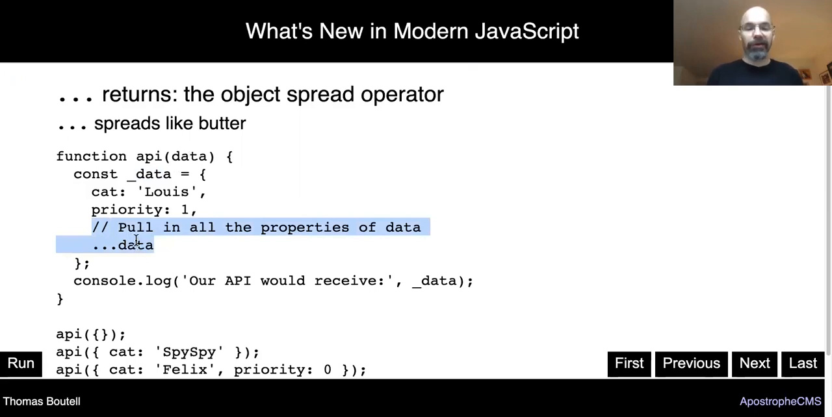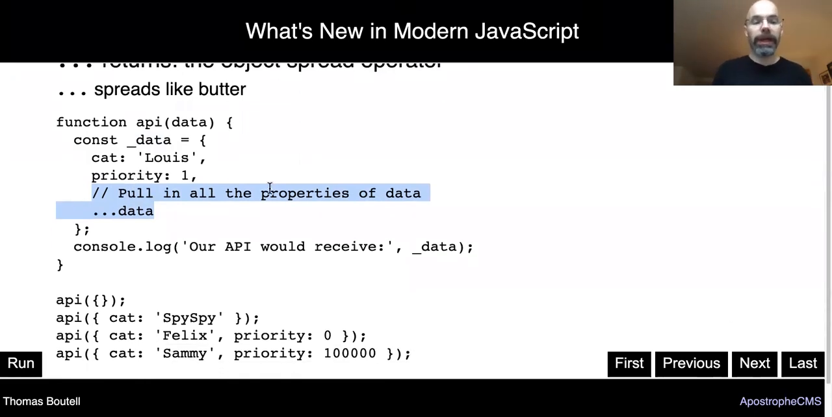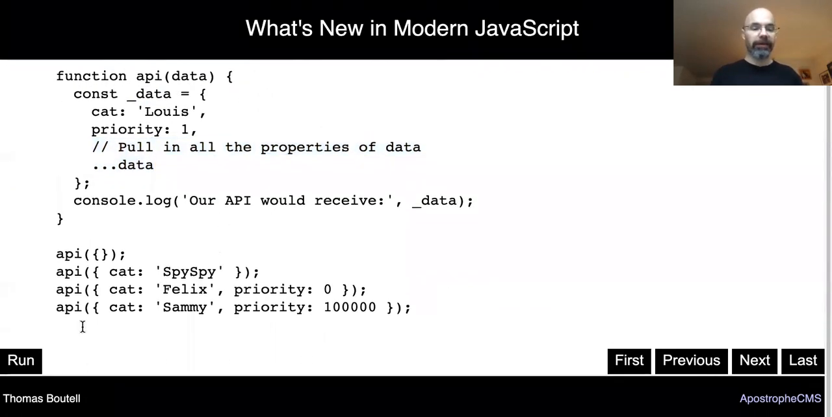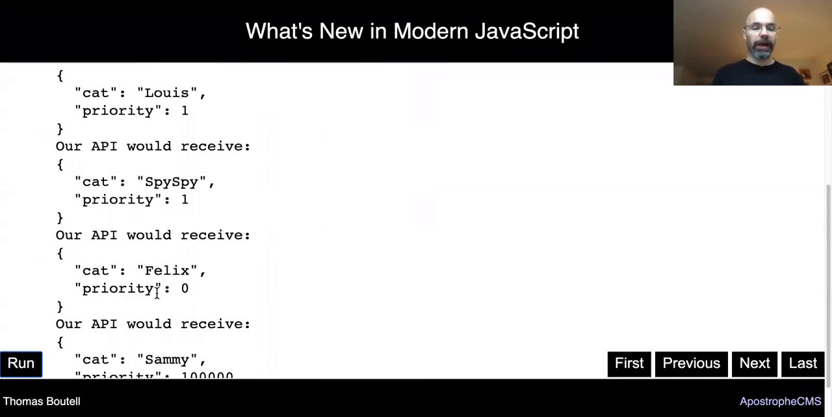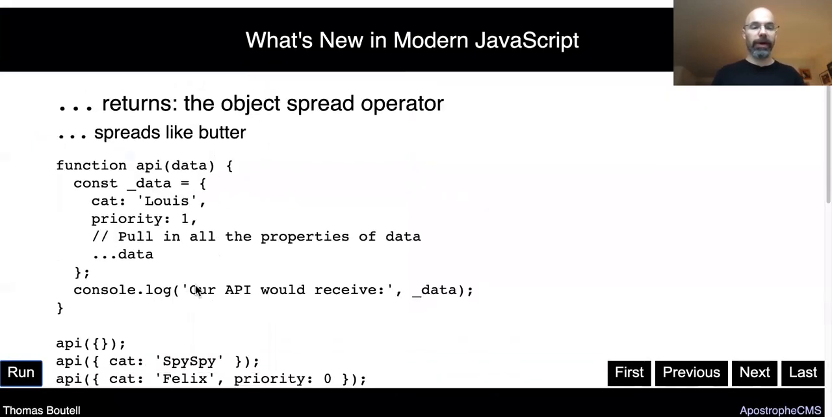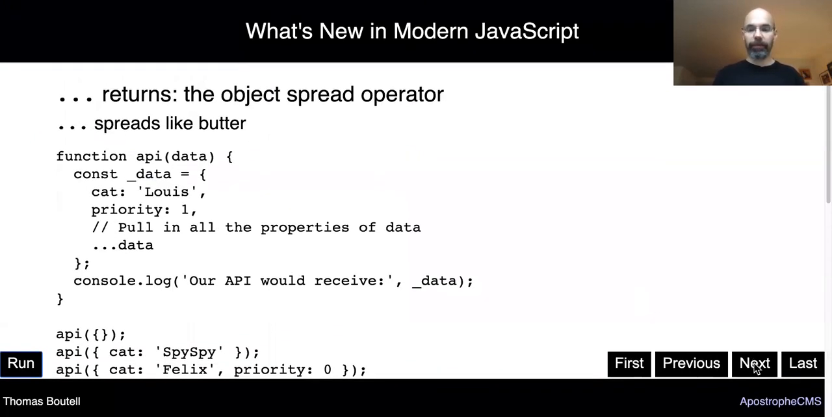It'll just smash all the properties of data right into underscore data, and they will override any properties that are already there. So instead of dealing with the other nonsense, I've said, look, if it's defined in data, I want it. Just give me that. And that is a more sensible behavior for defaults. That gives me the same result a lot more elegantly and with a lot less code written.